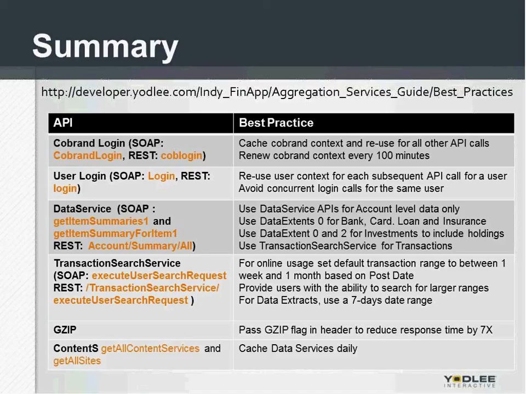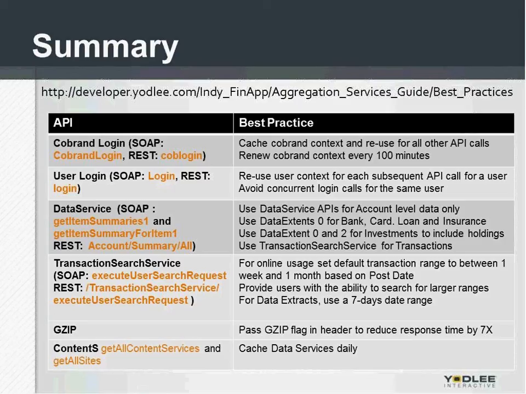For the data service, our recommendation is to use DataExtents. We recommend using DataExtents level 0 for bank, card, loan, and insurance, DataExtents level 0 and 2 for investments and holdings, and to leverage the transaction search API for transactions. With transaction search service, for online users, our recommendation is to limit the response to between 1 week and 1 month based on the post date for online usage, and for data extracts to limit to 7 days of overlap.